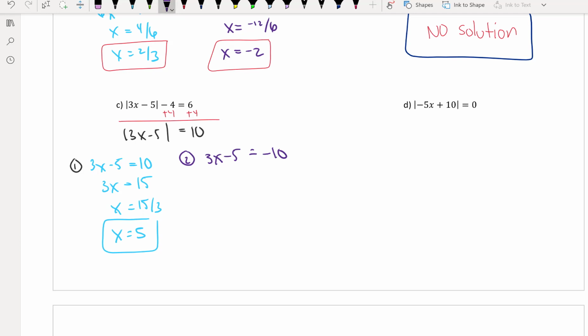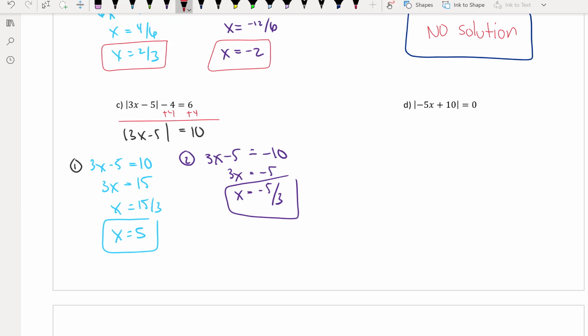For the second one, I'm going to add 5 to both sides. So negative 10 plus 5 is a negative 5. So I'm going to have that my x value is equal to negative 5 divided by 3. So x is equal to negative 5/3.